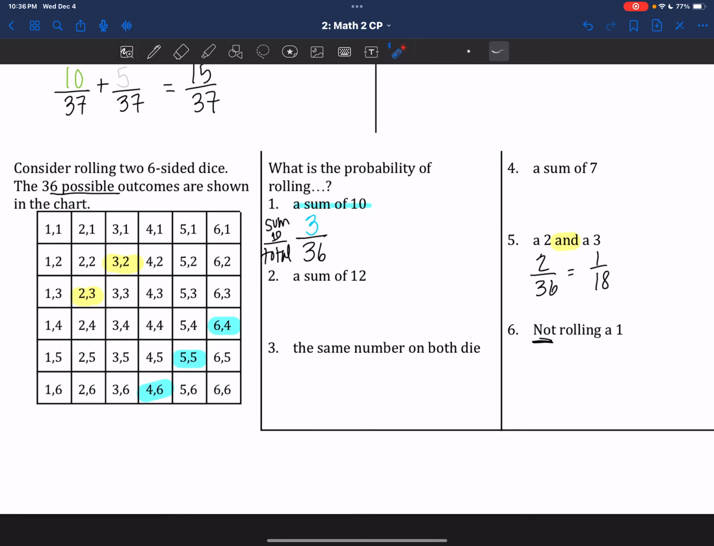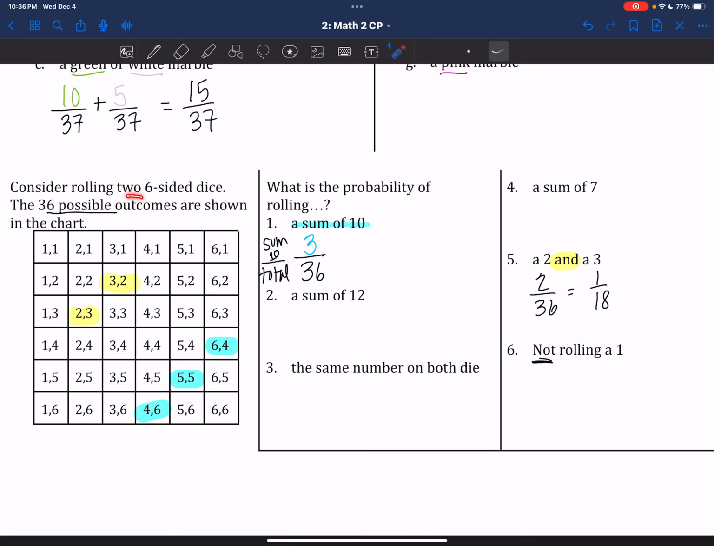And then here, consider rolling 2 6-sided dice, 36 possible outcomes. So of this, there are 36 options. And we want to know what's the probability of rolling a sum of 10. Well, a sum of 10 means you're adding the 2 digits. So here, 4 plus 6, 5 plus 5, and 6 plus 4. So that's 3 options out of 36 total. And then, of course, you can simplify that to 1/12.